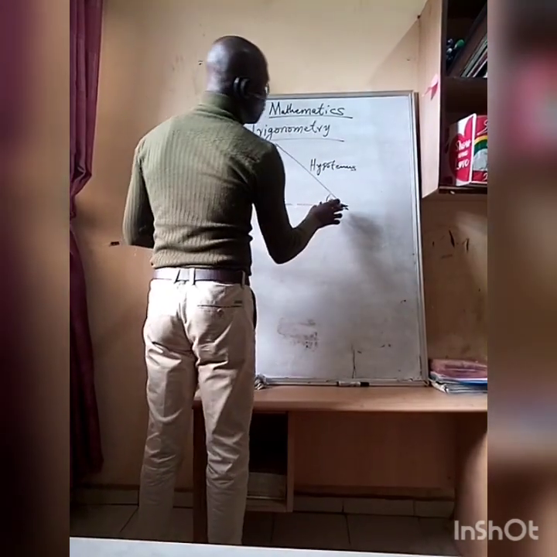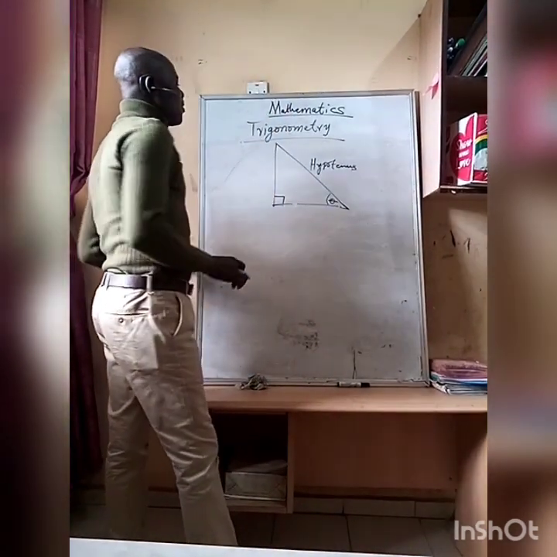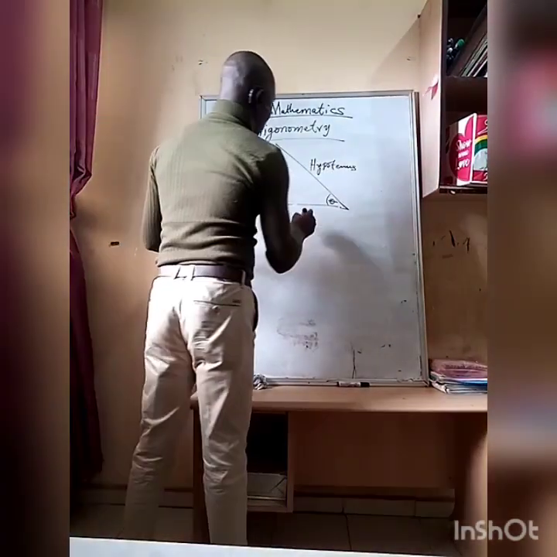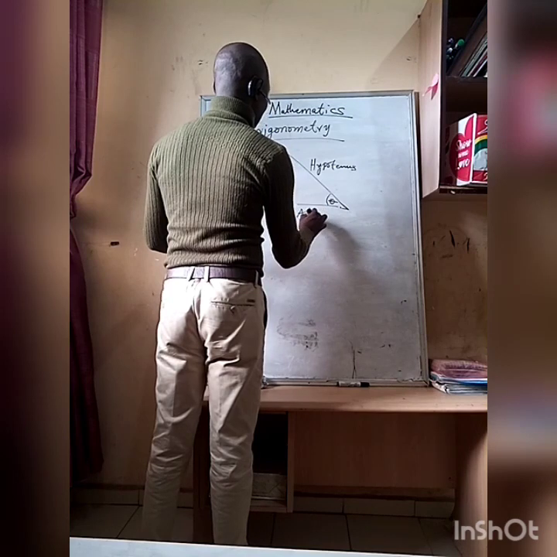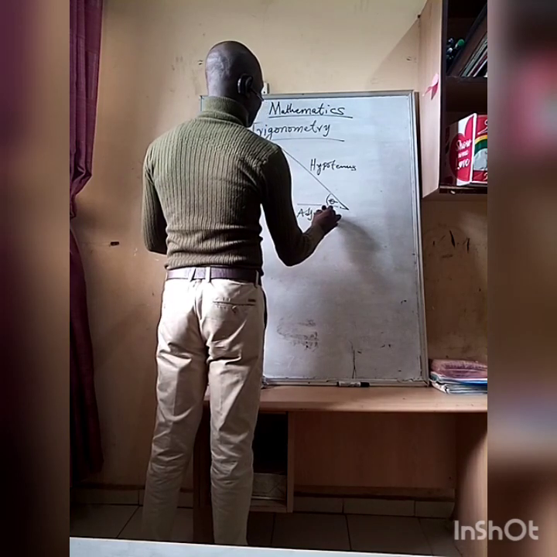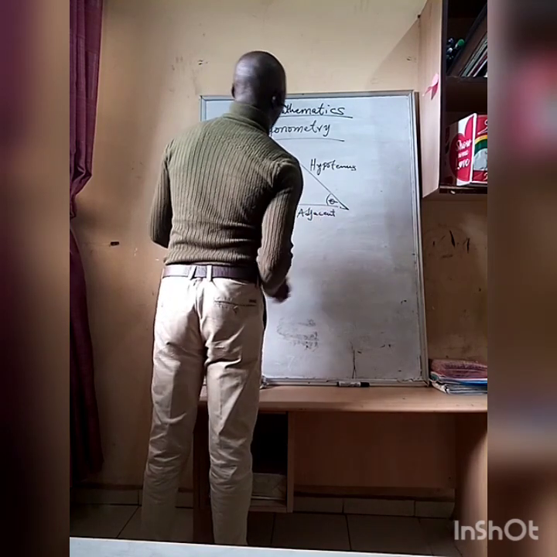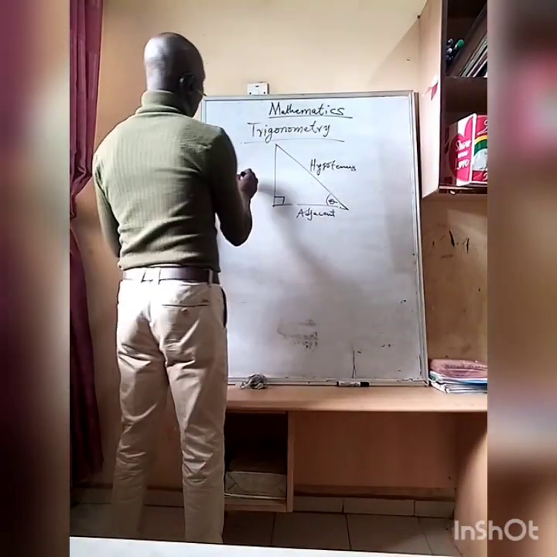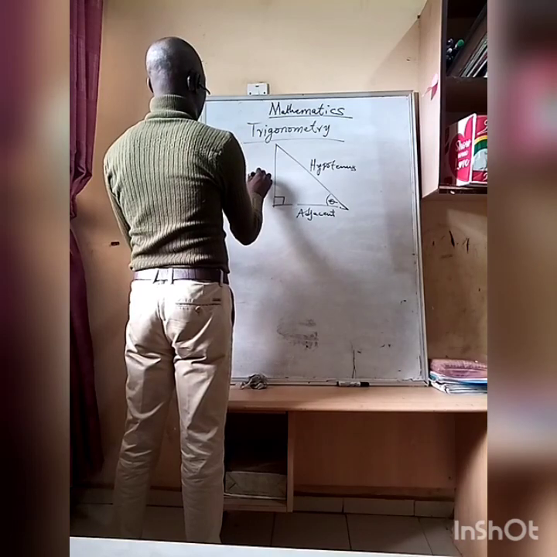Now, the side on which the outlined angle, aside the right angle, rests is called the adjacent, while the side that is facing the outlined acute angle is called the opposite.